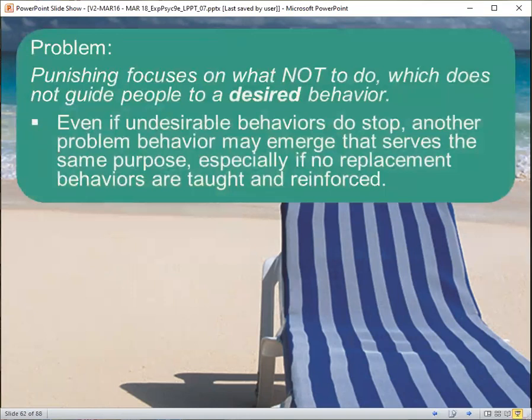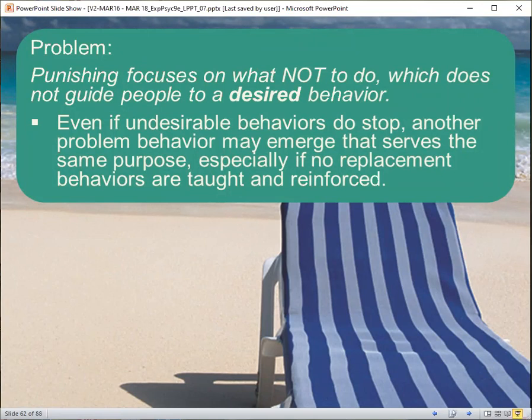So what it comes down to is the problem that some people see with punishment is that punishing focuses on what not to do. All the focus is going to be on the thing you're not supposed to do, which does not guide people toward a desired behavior. So one issue that people tend to have with punishing is that it is all about the thing that you don't want, as opposed to the behavior that you want to see.